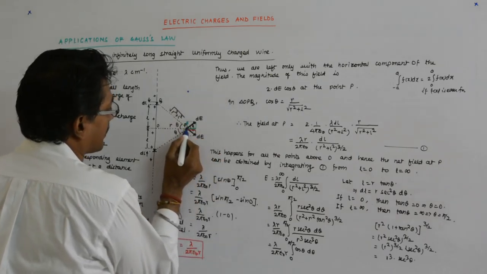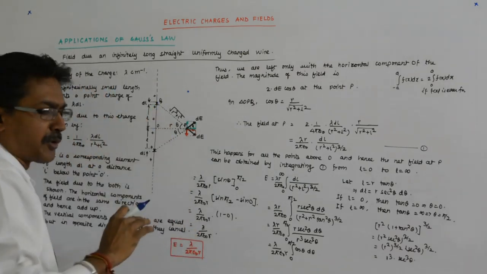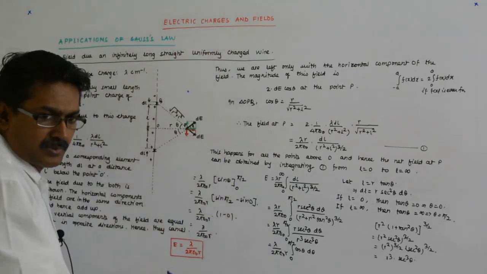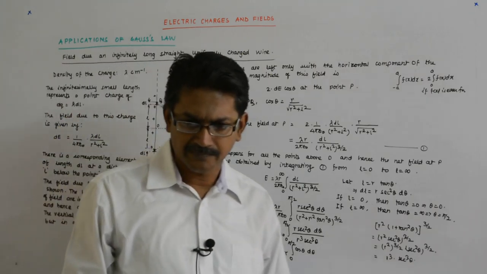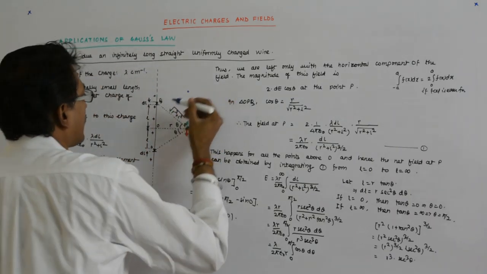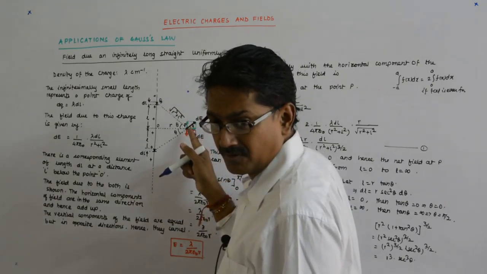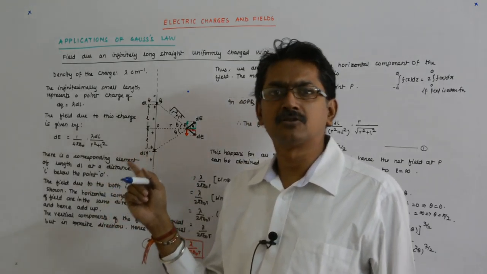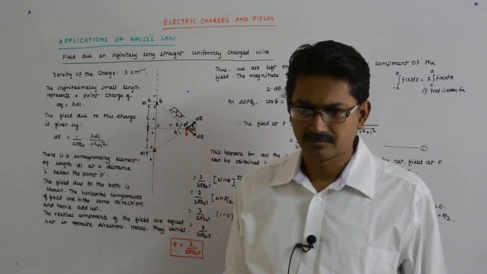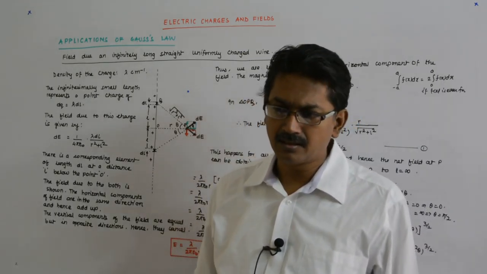See, here above this point, there was infinite length of wire. Below this point, there was infinite length of wire. The same is the case here. There is infinite length of wire above it, the infinite length of wire below it. Number one. Now, if I am standing here, I can forward this logic that the vertical components will cancel because for every element above it, there is a corresponding element below it.